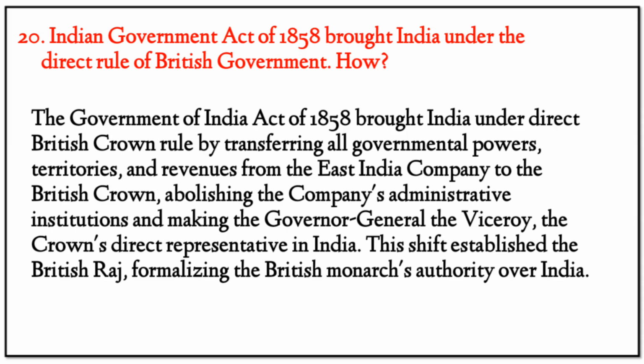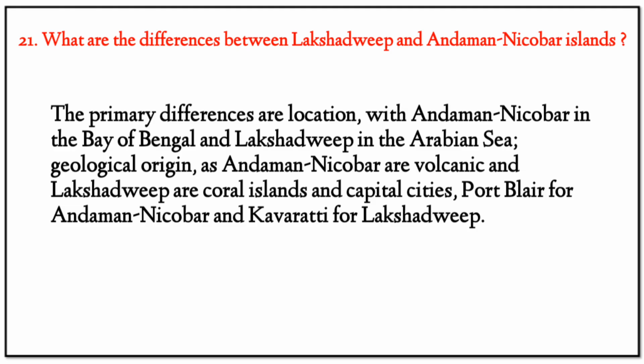Next, 21. What are the differences between Lakshadweep and the Andaman and Nicobar Islands? Answer. The primary differences are location, with the Andaman and Nicobar Islands in the Bay of Bengal and Lakshadweep in the Arabian Sea; geological origins, as the Andaman and Nicobar Islands are volcanic and Lakshadweep are coral islands; and capital cities, Port Blair for the Andaman and Nicobar and Kavaratti for Lakshadweep. The Andaman and Nicobar has 204 islands, and Lakshadweep has only 43 islands.